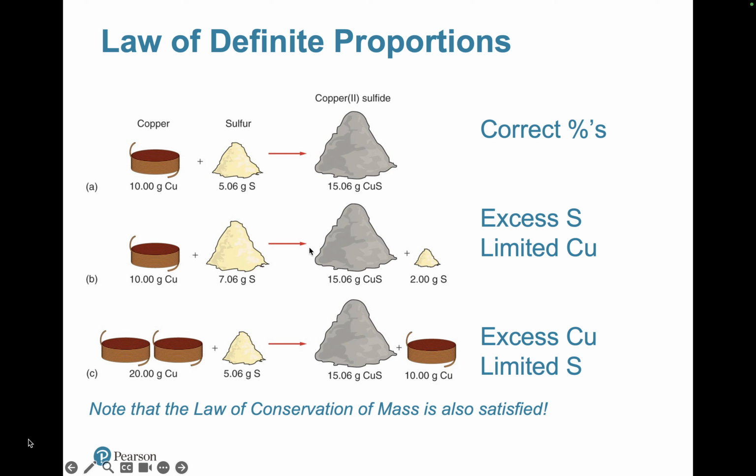And so that actually confirms the law of conservation of mass, right? Matter cannot be created or destroyed. And it's also the reason why you end up with leftover stuff at the end too, for those excess and limited ones of this one and this one, right? The mass is still conserved with all that stuff. That's why you always get stuff left over.